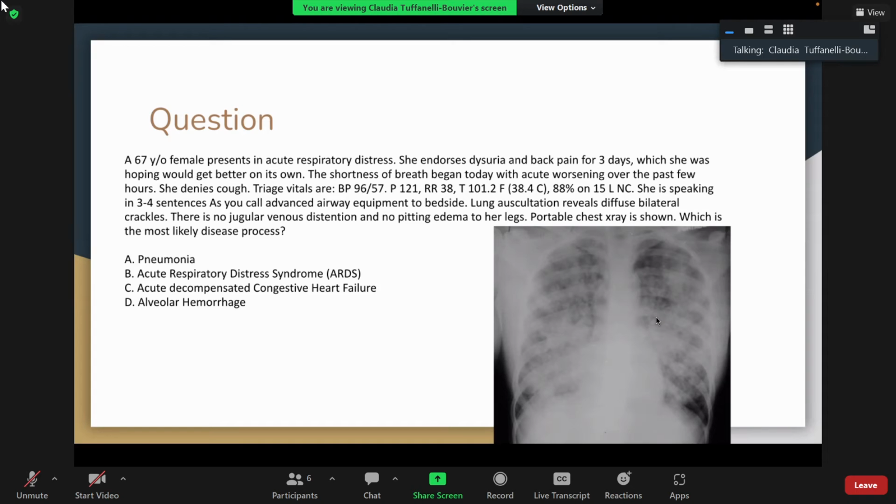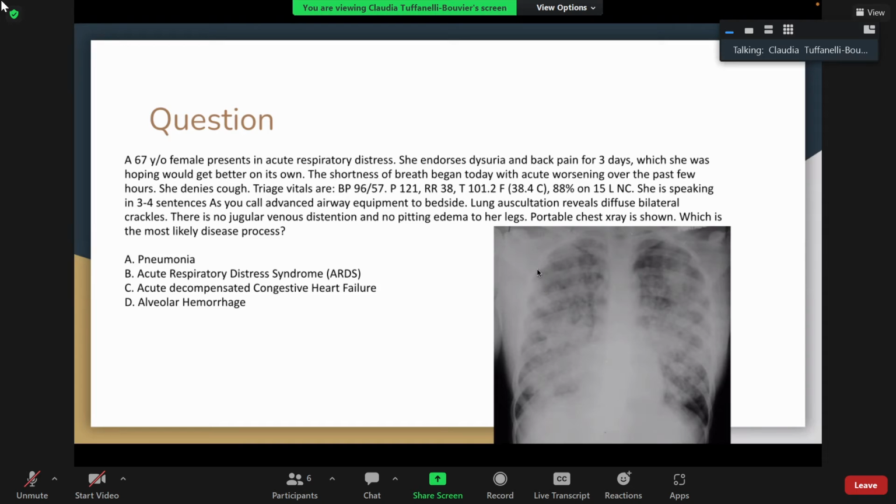But in this case, the chest x-ray, we didn't talk about it too much this block, but I'm sure you'll hear more about it. This x-ray is pretty indicative of acute respiratory distress syndrome, which is a non-cardiogenic pulmonary edema. So this x-ray isn't going to indicate a cardiogenic pulmonary edema.